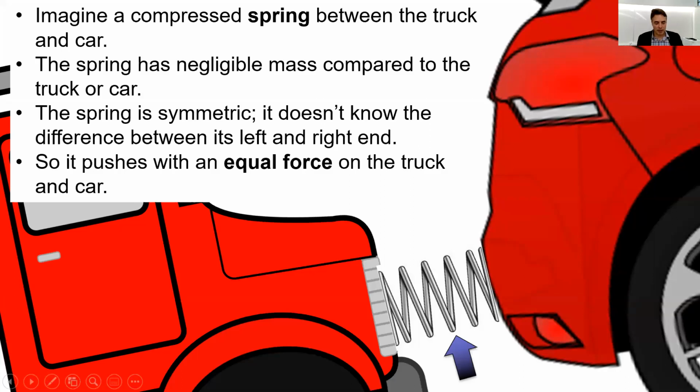One of the ways I like to think about this is I imagine that there's a compressed spring between the truck and the car. And this is an accelerating reference frame, I guess. I would imagine that the spring itself has negligible mass, so it doesn't need a net force on it. The spring is compressed and it's symmetric. The spring doesn't really know which side of it is which, you know what I mean? So the fact that it's compressed is going to push equally in both directions, equally on the car and equally on the truck. That's how I conceptualize Newton's third law in my mind. It shouldn't matter whether you're the car or the truck.